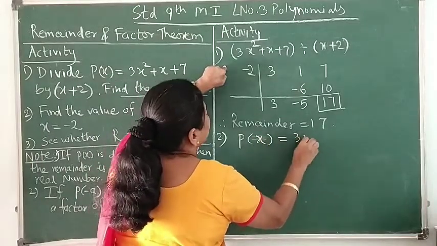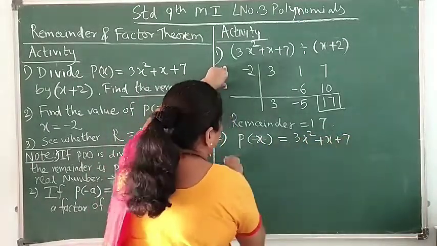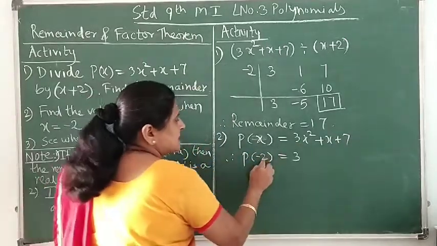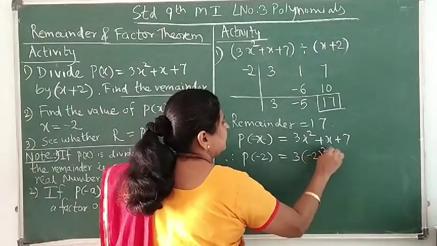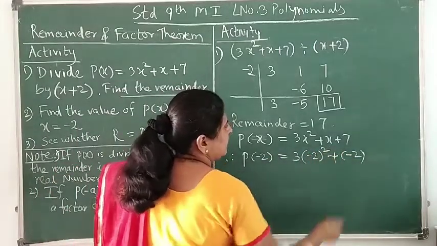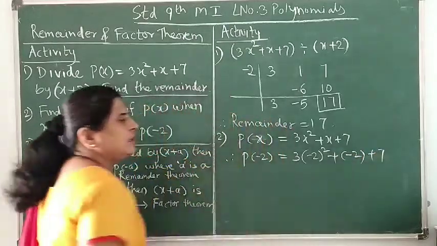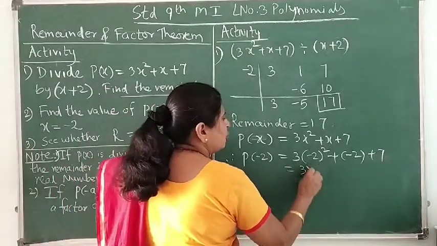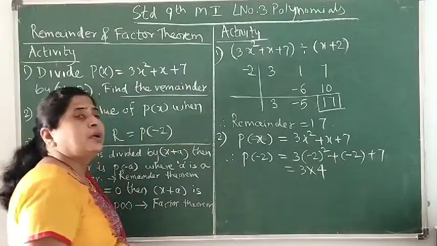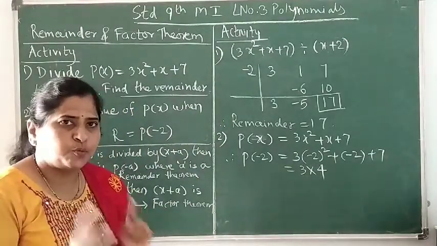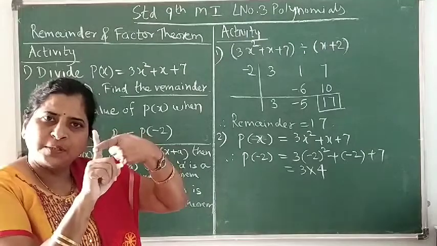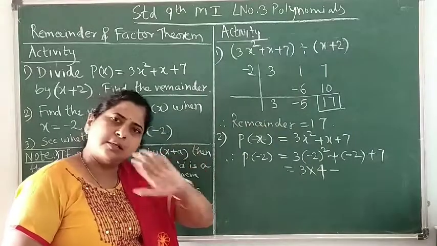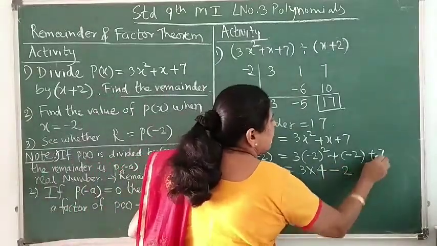Let's copy p(x), 3x square plus x plus 7, and therefore p of minus 2 is 3 times minus 2 the whole square, plus x replaced by minus 2, plus 7. Now we find the value, as we saw in the previous video. 3 into minus 2 the whole square, which is plus 4. Remember, the square of any negative number is always positive, because minus into minus becomes plus. Plus into minus is minus, so minus 2 and plus 7.